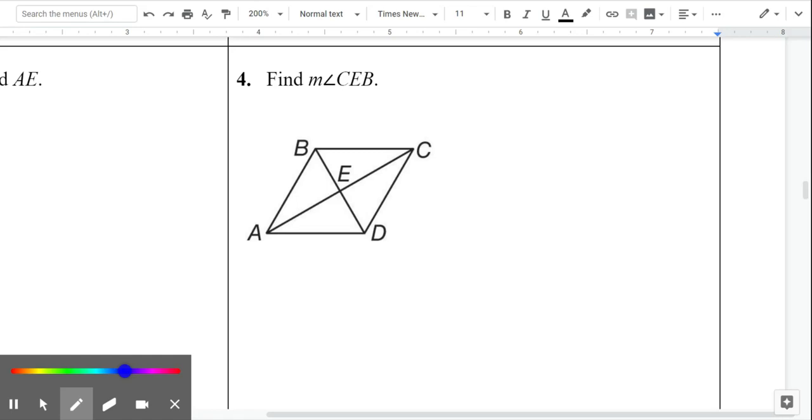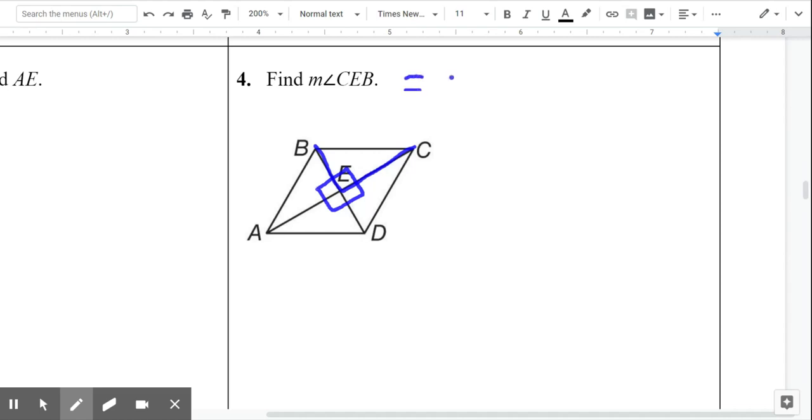Okay, so for number 4, it says find measure of angle CEB. There is no other information. Now, if we know that this is a rhombus, we know that the angles at which the diagonals intersect are right angles. So CEB is therefore 90 degrees. That's it.